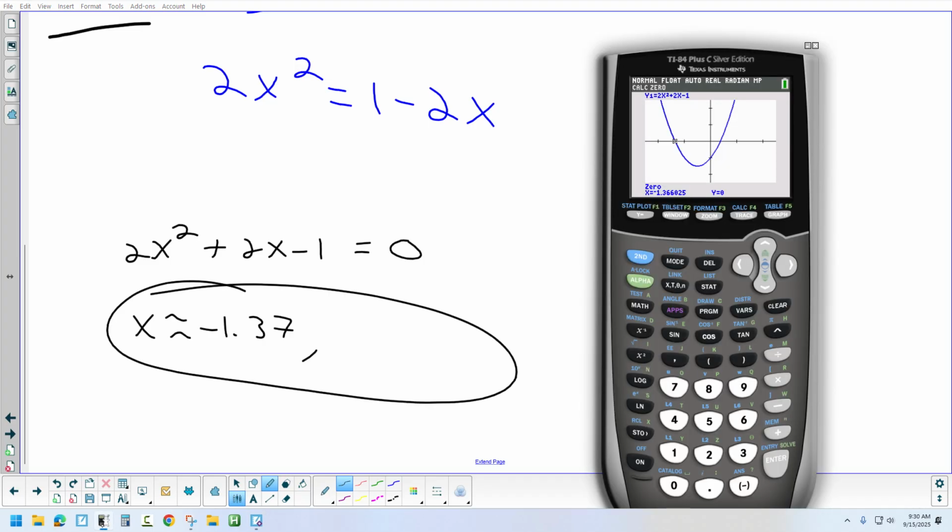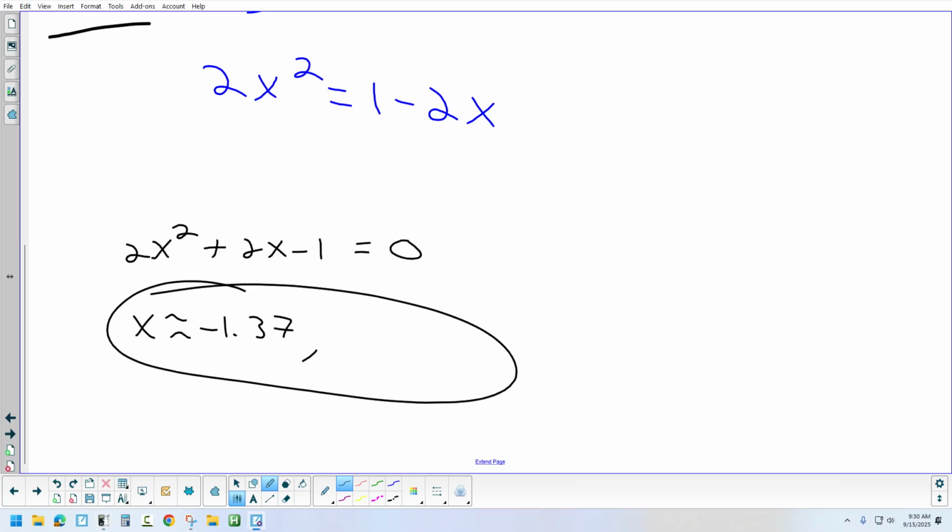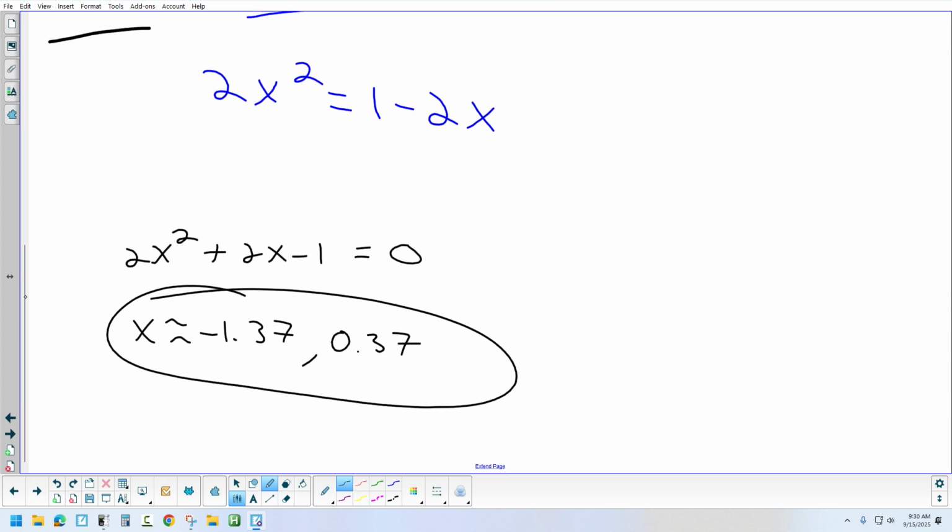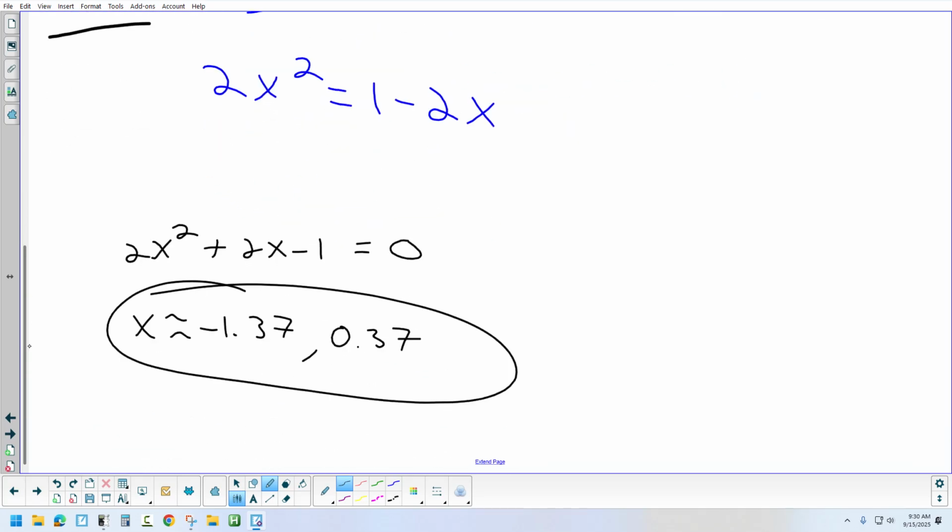And did anybody get the one on the right? It looks like it's probably 0.3 something. Yep. 0.3660. So 0.366, so 0.37 if I round. Yeah. Okay, thank you. There you go. Those are the 2 roots. Those are the 2 zeros of that quadratic approximately.